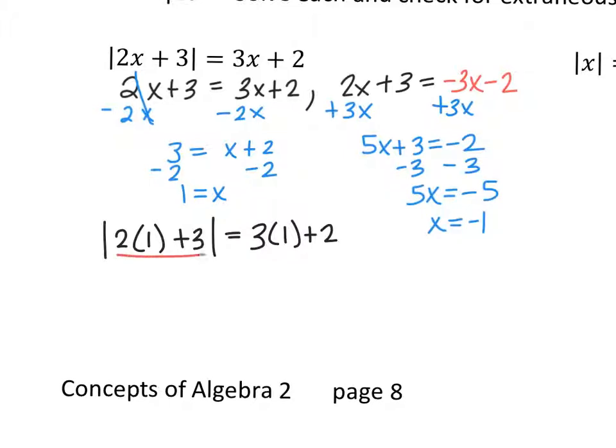So 2 times 1 plus 3 is 5. So does the absolute value of 5 equal 5, since this will be 5? Yes, it does. So this means that x equals 1 is a solution.